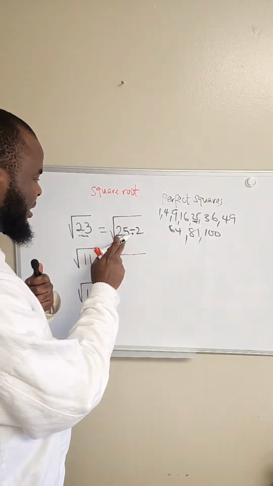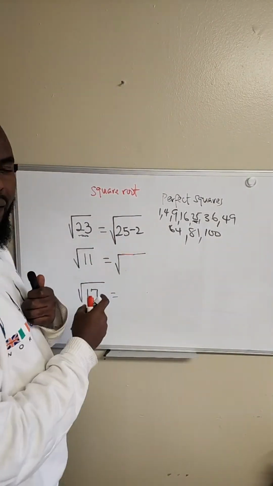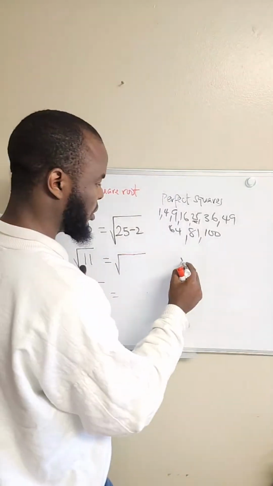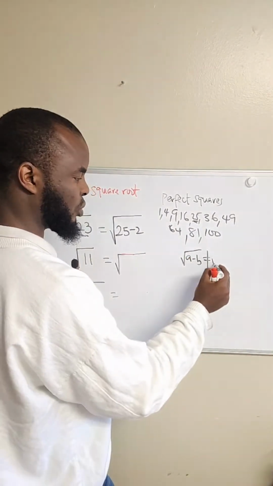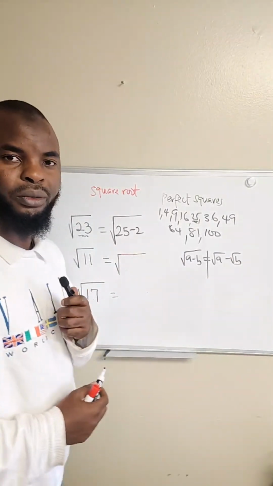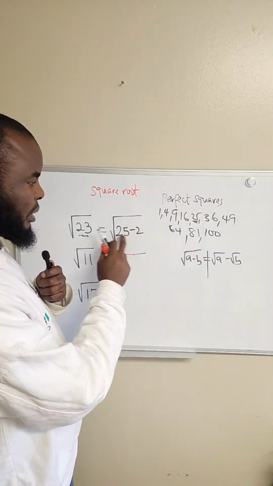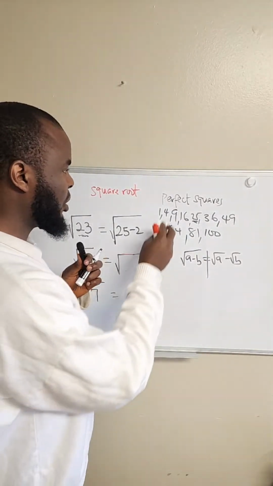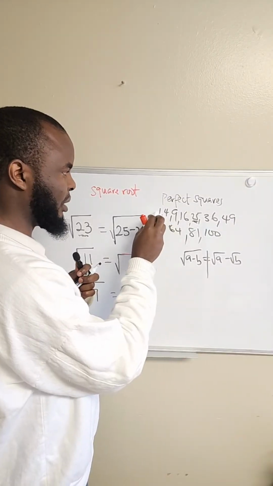Now, after writing as 25 minus 2, what else can we do? How can we simplify this? Recall from the rule of indices that when you have the square root of a minus b, it is never equal to the square root of a minus the square root of b. So we can separate these two. You know this perfect square already.